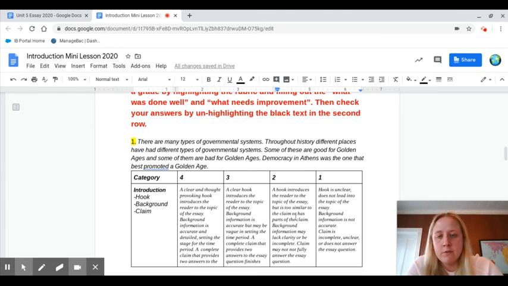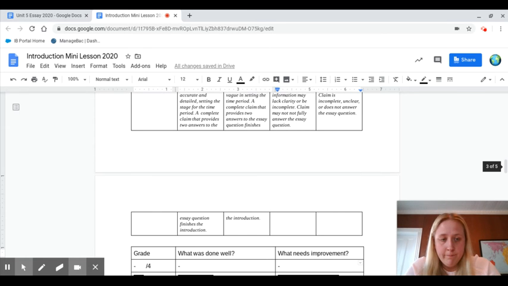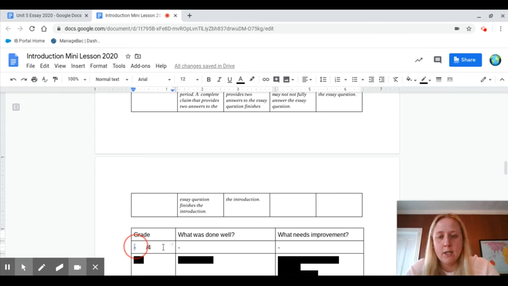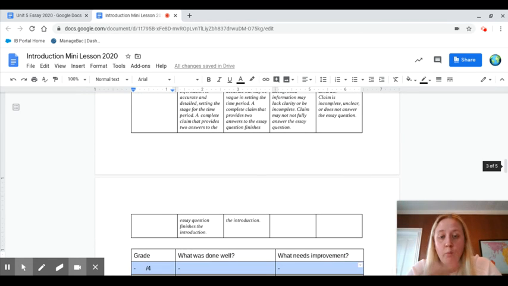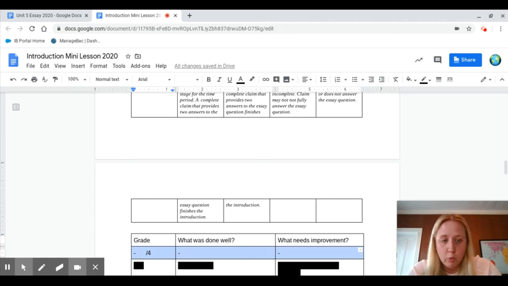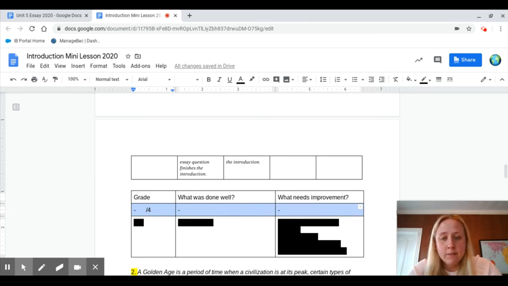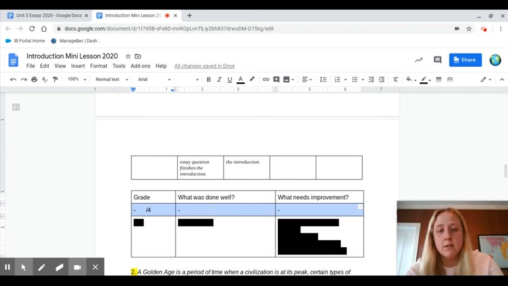So why did you give it the grade that you gave it? So if we're looking at this first one, there are many types of governmental systems. Throughout history, different places have had different types of governmental systems. Some of these are good for golden ages, and some of them are bad for golden ages. Democracy in Athens was the one that best promoted a golden age. So why don't you pause right now to fill out this top row? So what grade are you giving it based on this rubric, and why, right? What was done well? What needs improvement? So take a minute, pause me so you can fill that out.